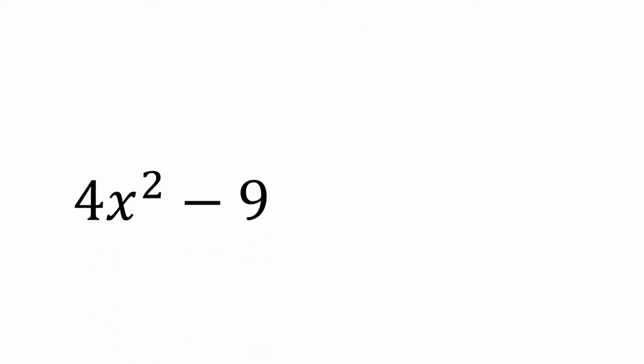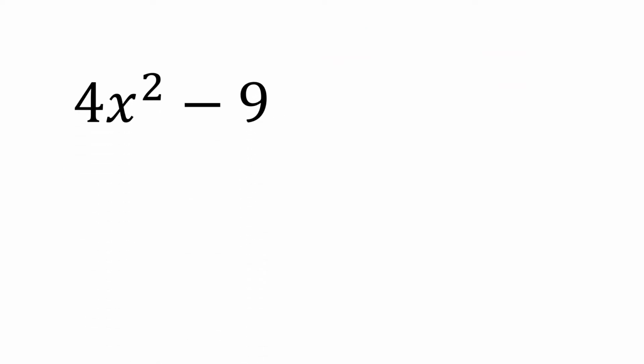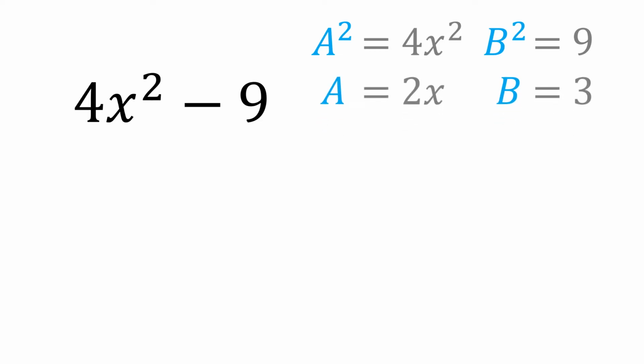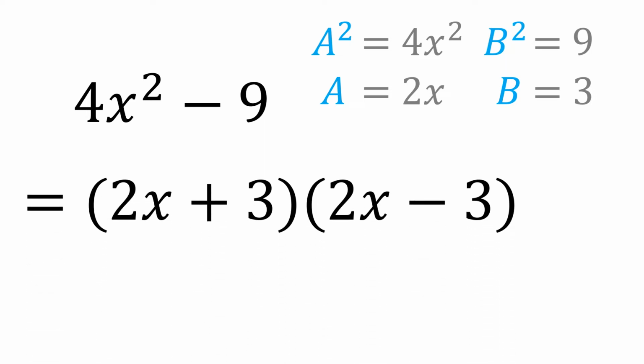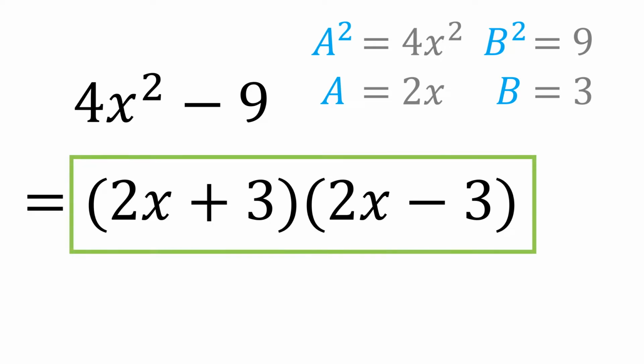Now let's say we want to factor 4x² - 9. In this case, we have a² as 4x² and b² as 9. Now we get the square root of a² and b². So we have a equals 2x and b equals 3. So therefore, the factored form of 4x² - 9 is (2x + 3)(2x - 3).